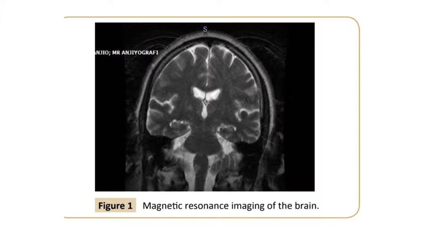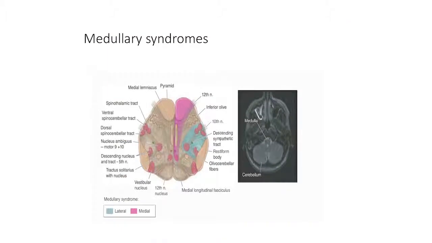And who can tell us what the patients with medial medullary syndrome will present with? So I can tell you that the pink is where the medial medullary syndrome is, and the blue is where the lateral medullary syndrome is. If you just look at it, what will a patient with medial medullary syndrome present with? You can see there's involvement of the pyramidal tract, and then there's the 12th nerve. So what will this patient come with?